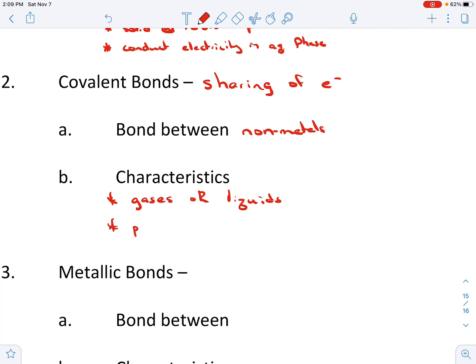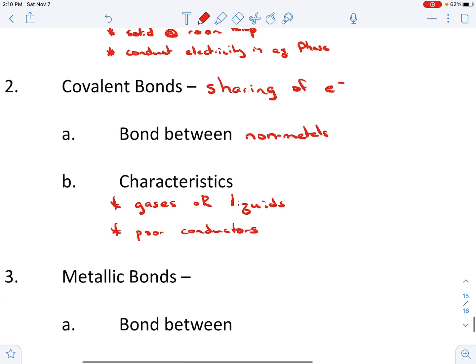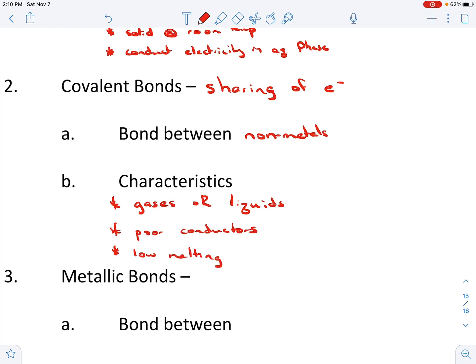They are poor conductors, for the most part, of heat and electricity. And they have very low melting points, which makes sense if they're going to be gases or liquids, because they've already melted.